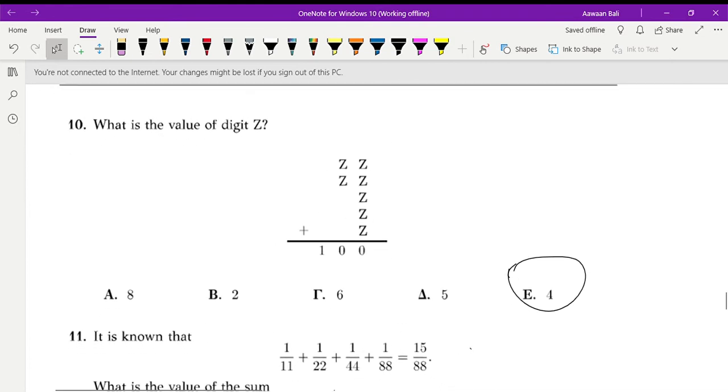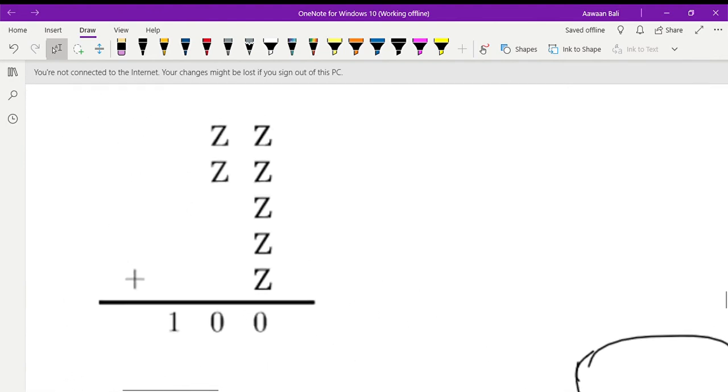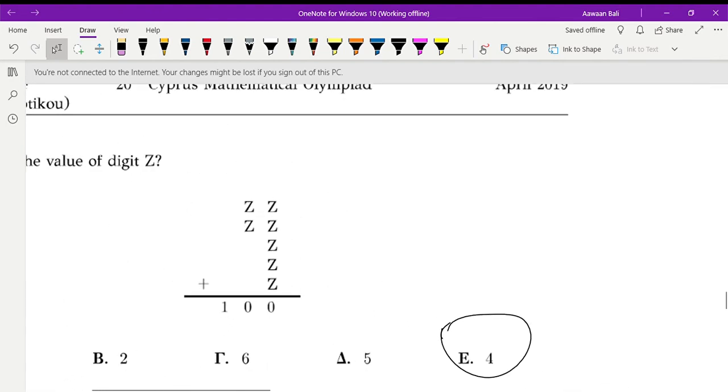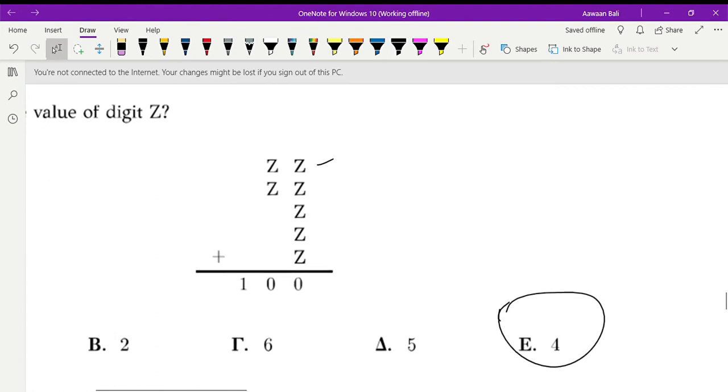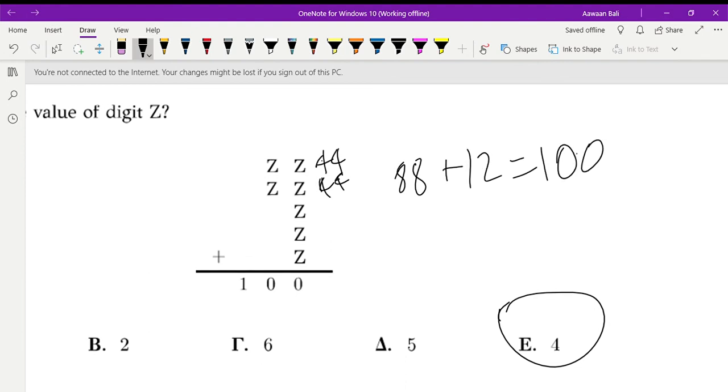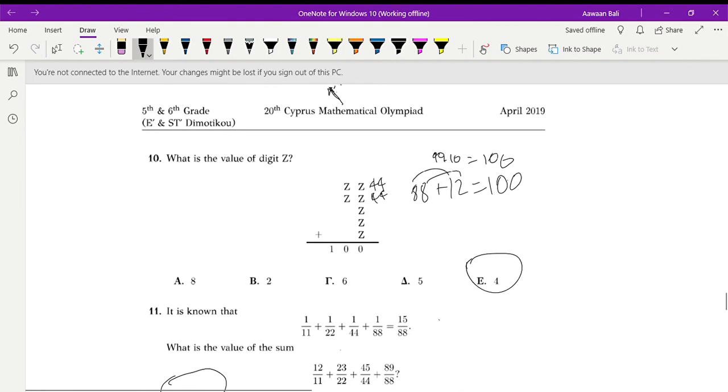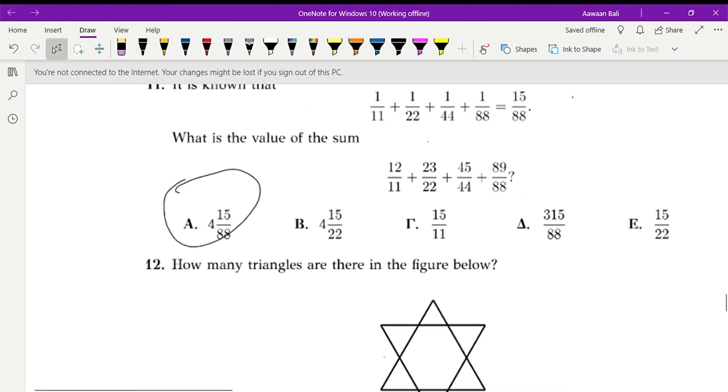Now, question number 10. What is the value of digit Z? We can obviously say that's 44. The digit is 4, because 44 plus 44 is 88. And 88 plus 12, because 4 times 3 is 12, is 100. You can check that since 8 plus 1 is 9, so you know this is 90, this is 10, 90 plus 10, 100. So we know that it's 4 there, so that's E4.